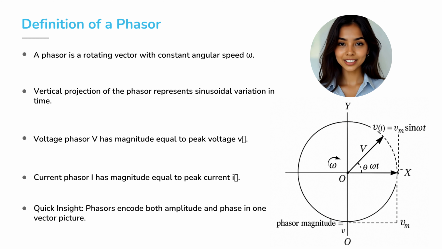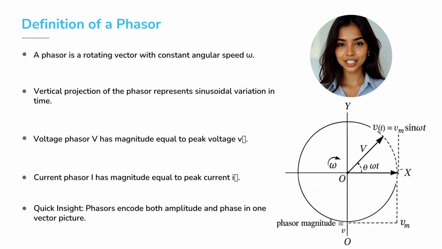Students, let me ask you something fun. When you watch the hands of a clock going round and round, do you ever think of them as creating waves? Well, in physics, that's exactly the idea behind a phasor. A phasor is nothing but a rotating vector that spins with a constant angular speed, omega.